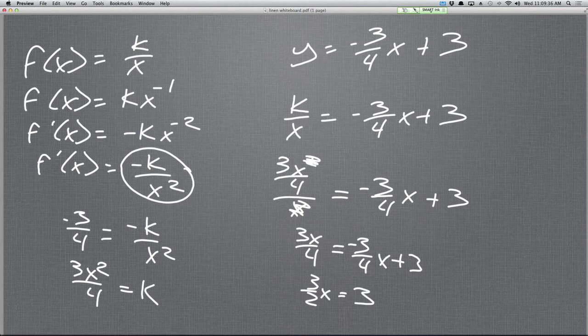And then you want to multiply each side by 2/3, and I get x is 2. Once I know what x is, I plug x in over here. So I plug 2 in, which is 4. Those reduce, and that means k is 3.